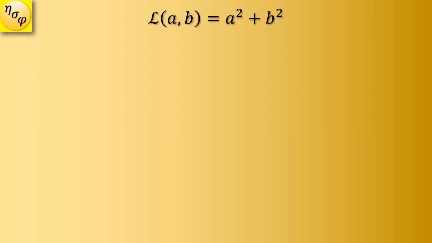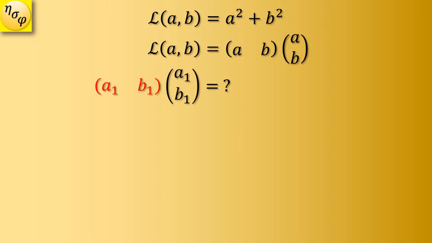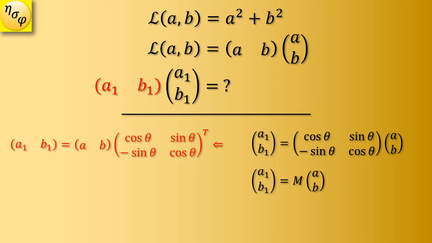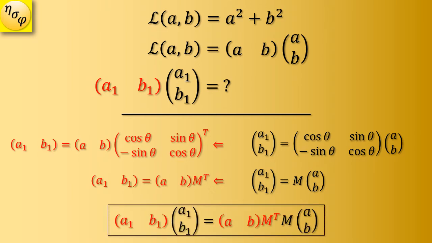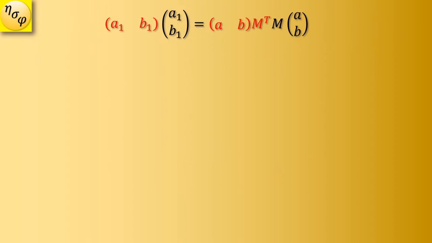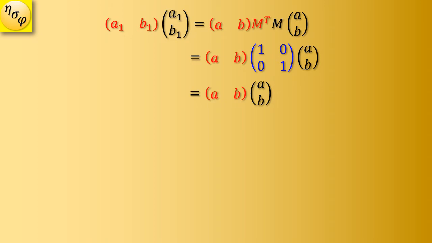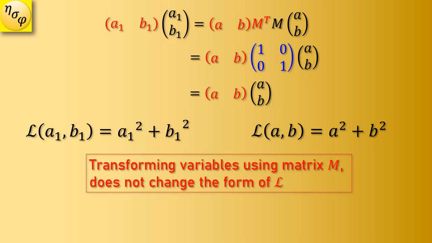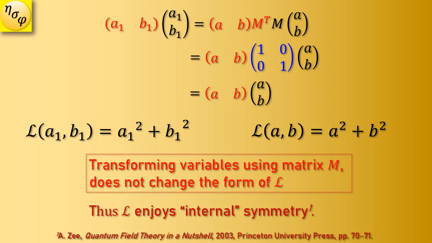We also change L into matrix notation. Then what happens to a1 and b1? Here is the calculation of a1 and b1 using transformation matrix M. Superscript T means transpose of the matrix. Then concisely we can write, let us continue the calculation. M transpose M becomes identity matrix, so we see the same form of L on the left and on the right. Thus, transforming variables using matrix M does not change the form of L. So it is said that L enjoys internal symmetry that has nothing to do with space.